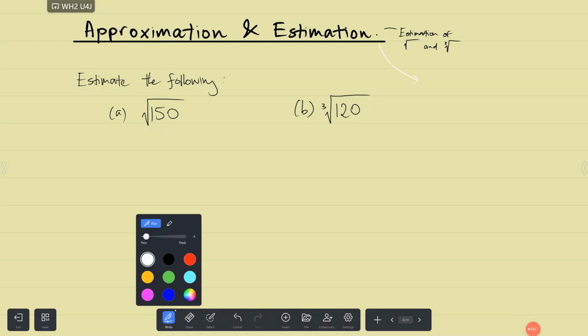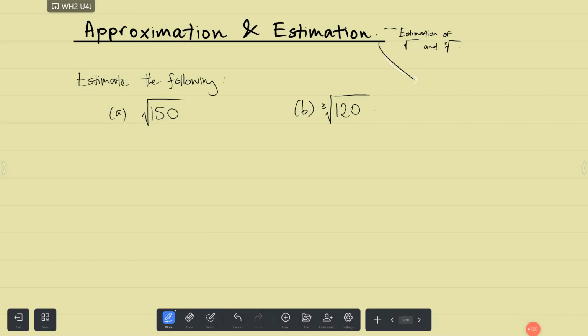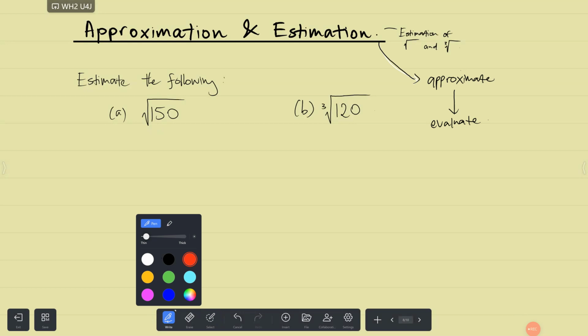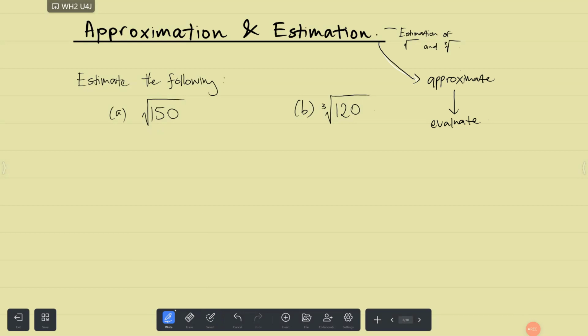Estimation basically means that you want to approximate and then you evaluate. So you want to make some changes to the working expression, or the order of operations, before you evaluate it. It's very different from what we did in the past, where we evaluate and then we approximate. Alright, let's get started here.